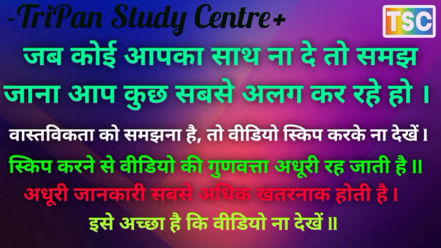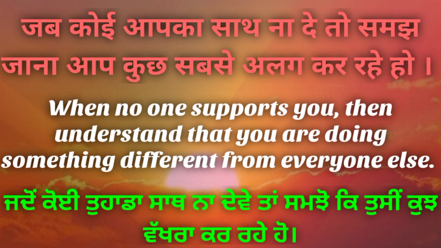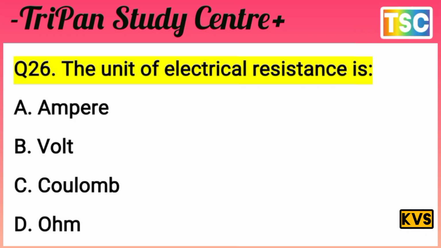Today we are going to do the MCQs here, highlighting each and every point of it. Let's see what our topic is today. The question here: The SI unit of electrical resistance is: A, ampere; B, volt; C, coulomb; D, ohm.